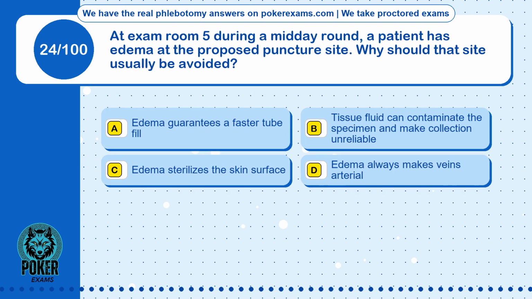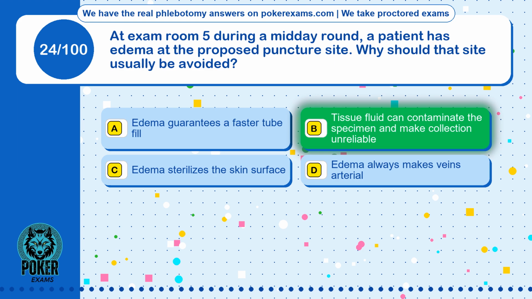Question 24. At exam room 5 during a midday round, a patient has edema at the proposed puncture site. Why should that site usually be avoided? Option A, edema guarantees a faster tube fill. Option B, tissue fluid can contaminate the specimen and make collection unreliable. Option C, edema sterilizes the skin surface. Option D, edema always makes veins arterial.